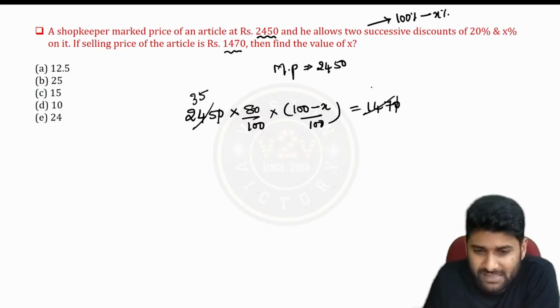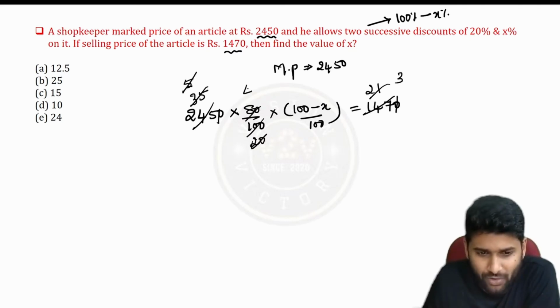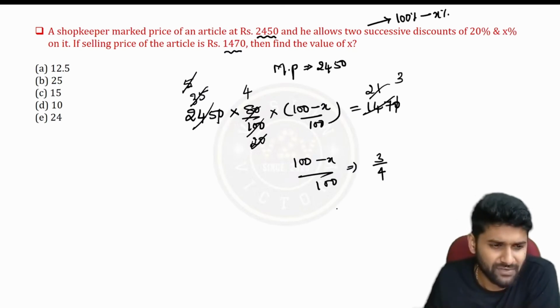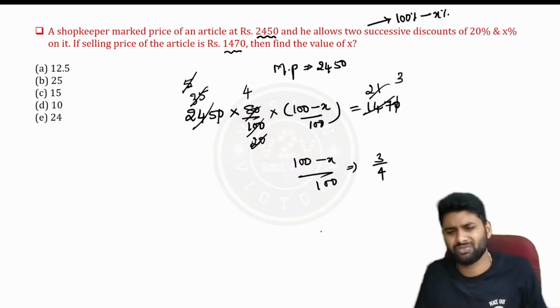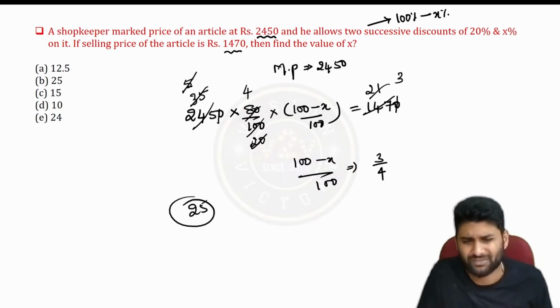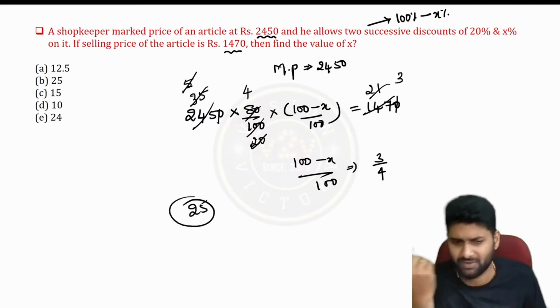7 threes, 7 fives. Almost you are done with this calculation. So 5 becomes 20 times, 20 becomes 4 times. Now here 100 minus x by 100 is exactly equal to 3 by 4. So if you go through this calculation, you can get the value. See, x value must be how much? It's 25, right? 100 minus 25 is 75. 75 by 100 is again 3 by 4, right?